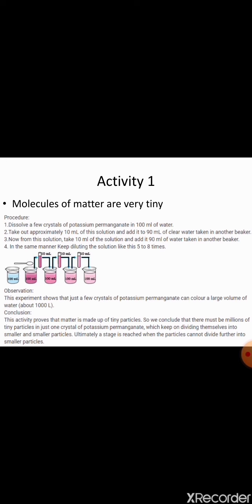If a few crystals of potassium permanganate color a large volume of water, that means those few crystals are made up of millions of tiny particles. On dividing them, each time we are getting a pink colored solution, which proves molecules of matter are very tiny.